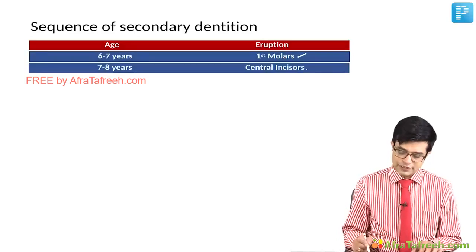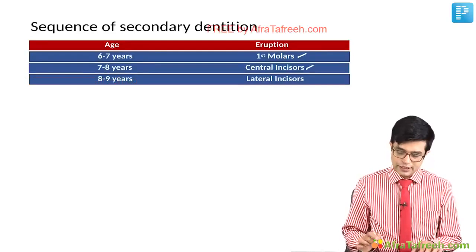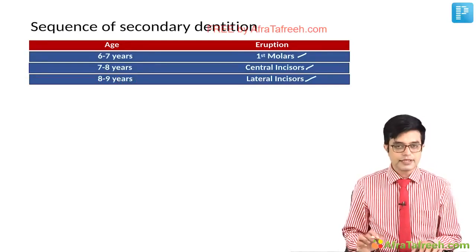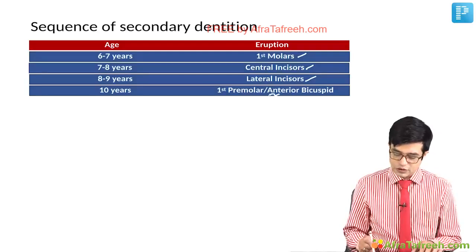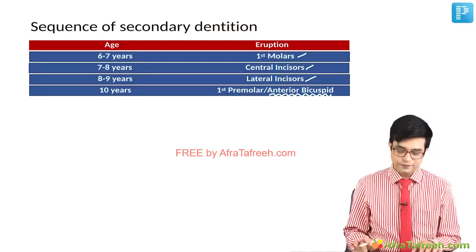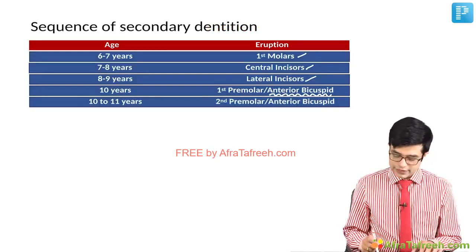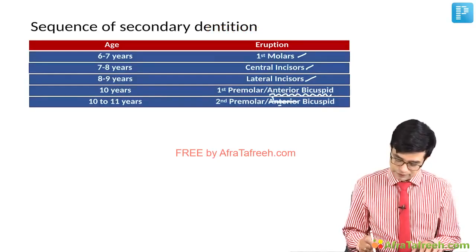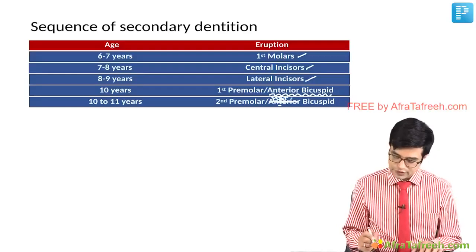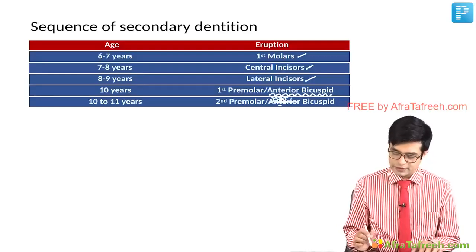At 7 to 8 years, you have the central incisors erupting. At 8 to 9 years, lateral incisors erupt. At 10 years, you have the first premolar which erupts. It is also called the anterior bicuspid. At 10 to 11 years, you have the second premolar, also called the posterior bicuspid. This is posterior bicuspid.